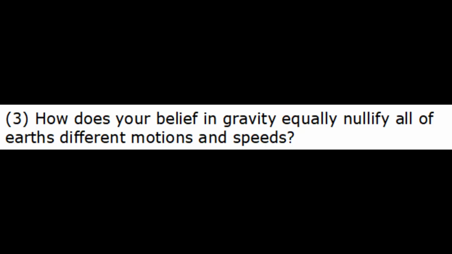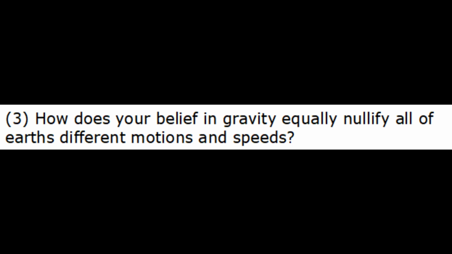Question 3. How does your belief in gravity equally nullify all of Earth's different motions and speeds? Now, I'm not really sure what this one is asking. When Flatzoid went over this question, he talked about the different vectors that the Earth moves in, around the Sun, around the Milky Way, towards the Great Attractor. The simple answer is that these vectors add together to produce a resultant vector, and gravity has nothing to do with this.